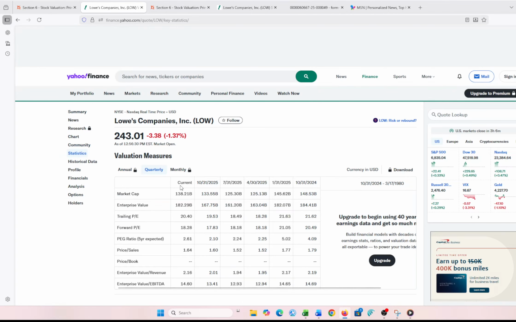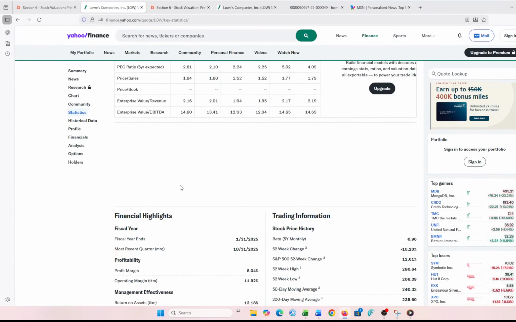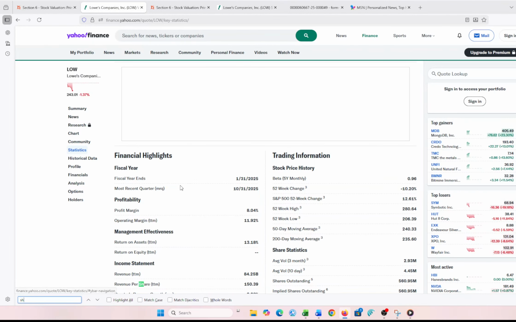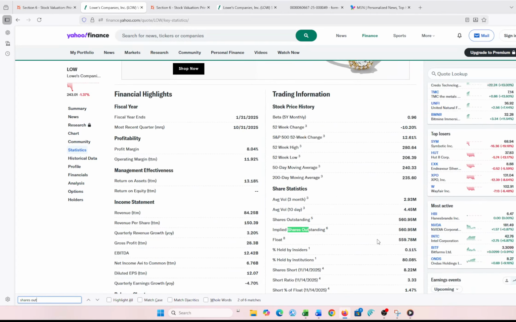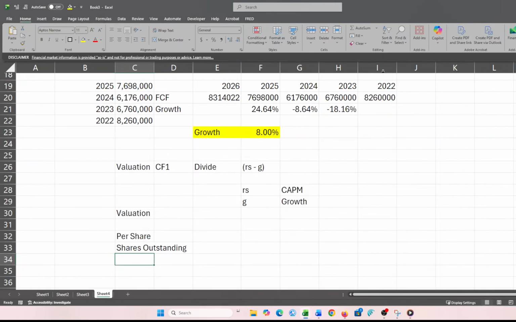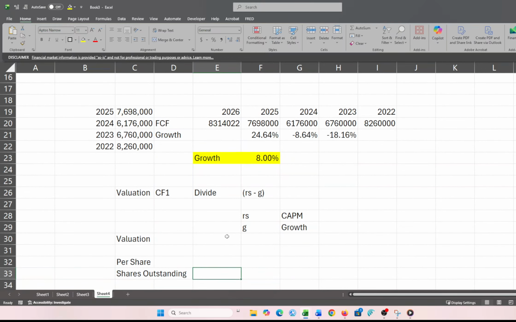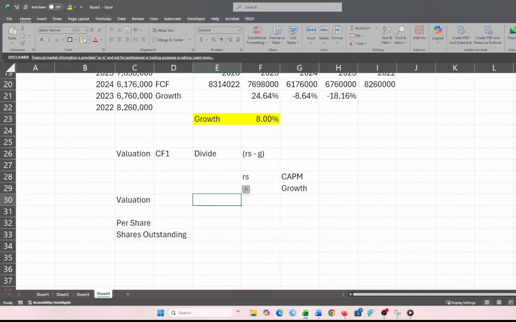Let's go to statistics. Let's try to find out where we can find shares outstanding. There we go. So that is correct, 560,000. So you take that, 560 million, it's not 1,000. You take that value, the 560 million, and back to Excel, you want to divide your valuation, whatever that value is, by the shares outstanding.